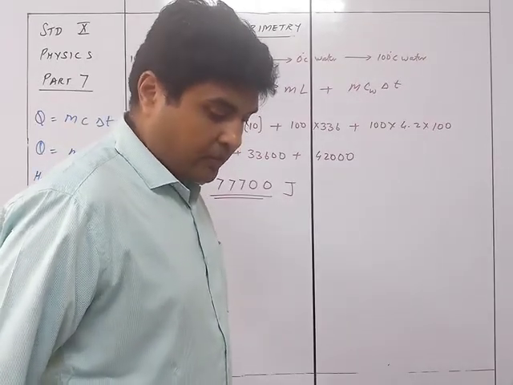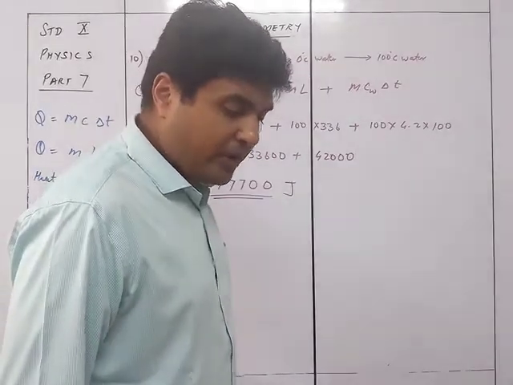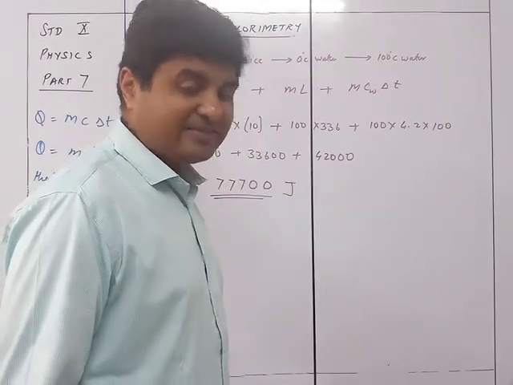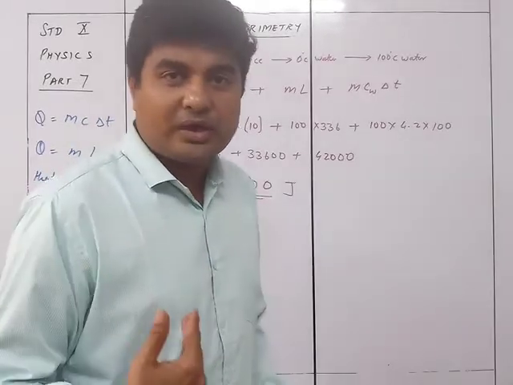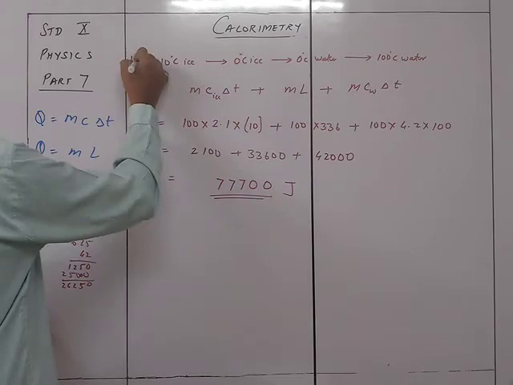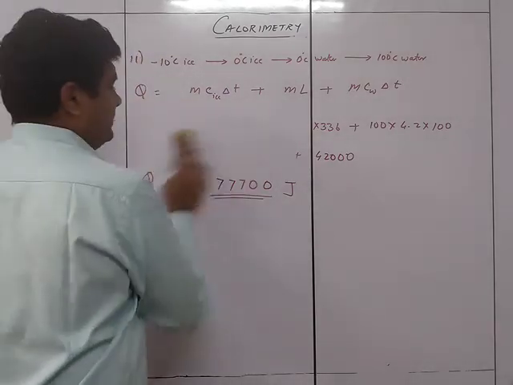Question number 11. The amount of heat energy required to convert 1 kg of ice from minus 10 degrees Celsius to 100 degrees Celsius is 777. Exactly the reverse of this sum. So we'll keep this thing, and we'll just write it over here. The 11th sum is going to be this way.